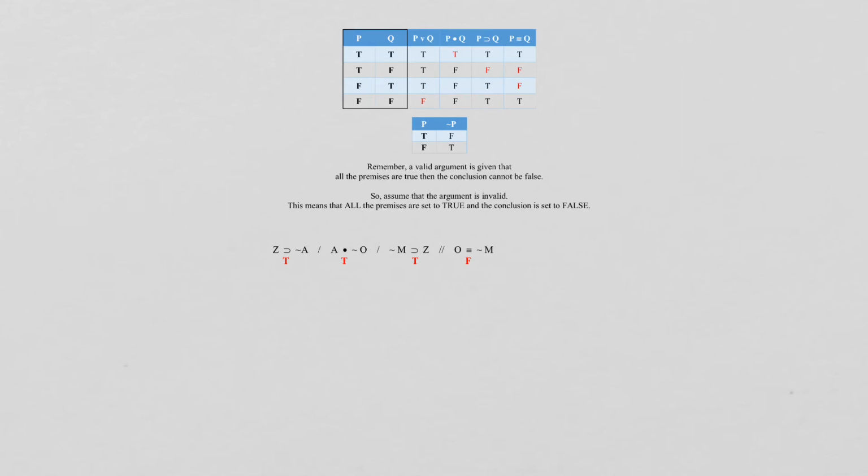Okay, we're moving on to 6.5. So, why do we need 6.5? Here's the thing. We do a really long truth table, sometimes 16 lines. I showed you guys one in the last video. And trust me, they get much larger. And you're only looking for one line, the one line that will give you true premises and a false conclusion.